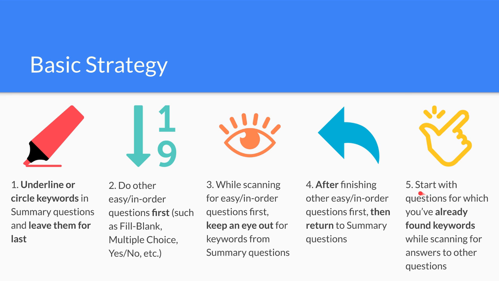Finally, you need to start by answering the questions for which you have already found the keywords. So when you are scanning the keywords for the easy questions, you are going to come across some keywords from the summary questions. So the keywords that you find for the summary questions, those are the ones that you need to start with. Start with those questions for which you have already found the keywords while you were scanning for the answers to other easier questions. Okay? I hope that makes sense. You're going to see examples of this very soon.